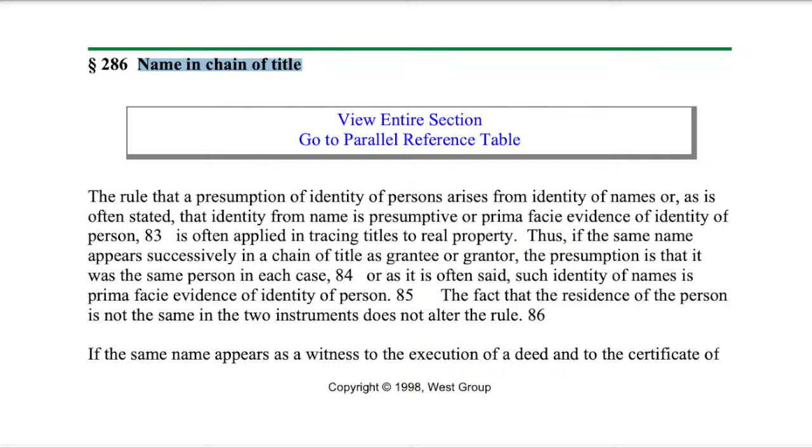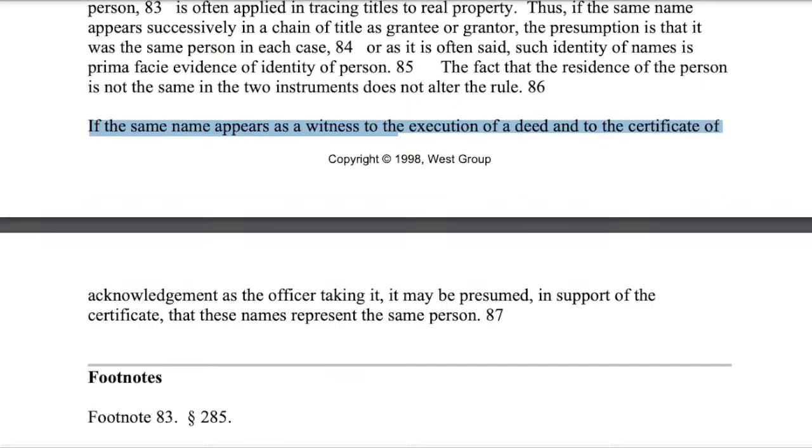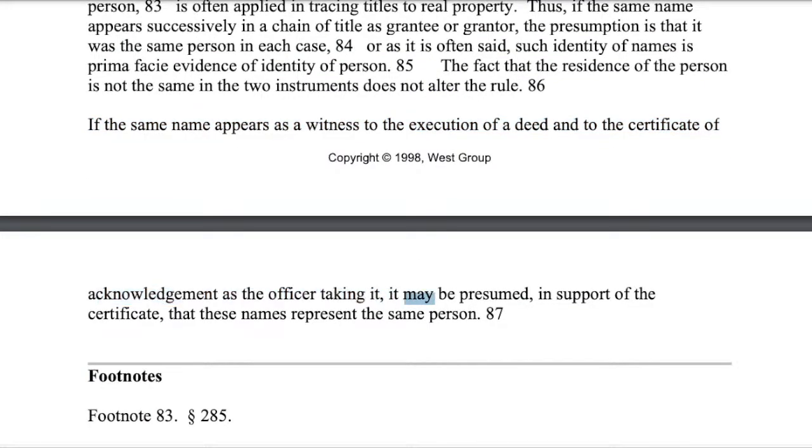Name in chain of title. The rule that a presumption of identity of persons arises from identity of names, or, as is often stated, that identity from name is presumptive or prima facie evidence of identity of person, is often applied in tracing titles to real property. Thus, if the same name appears successively in a chain of title as a grantee or grantor, the presumption is that it was the same person in each case. Or, as it is often said, such identity of names is prima facie evidence of identity of person. The fact that the residence of the person is not the same in the two instruments does not alter the rule. If the name appears as a witness to the execution of a deed and to the certificate of acknowledgment as the officer taking it, it may be presumed in support of the certificate that the names represent the same person.